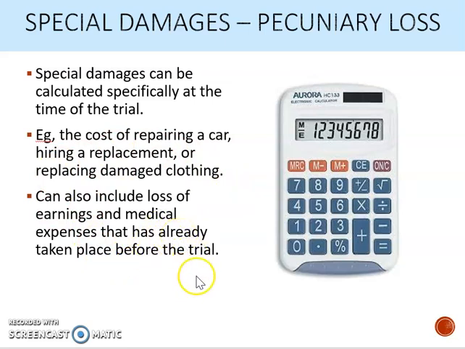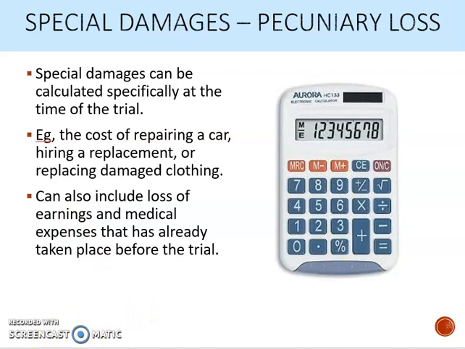place. If there's medical expenses that you expect to have in the future, that will be non-pecuniary loss. Because it's not happened yet, you can't put a precise figure on it. But if it's happened before the trial takes place, that's pecuniary loss. You can evidence how much it cost, so that can be calculated easily.